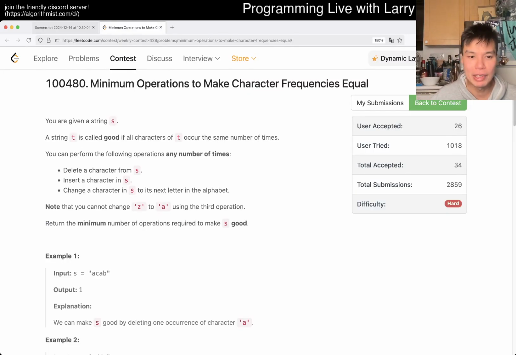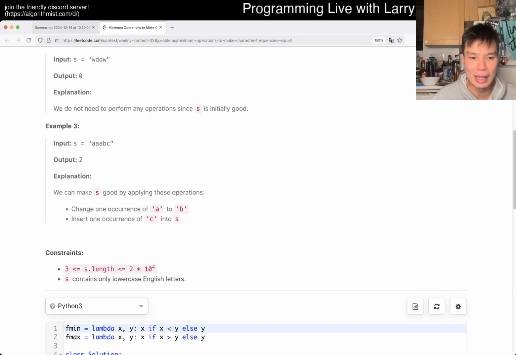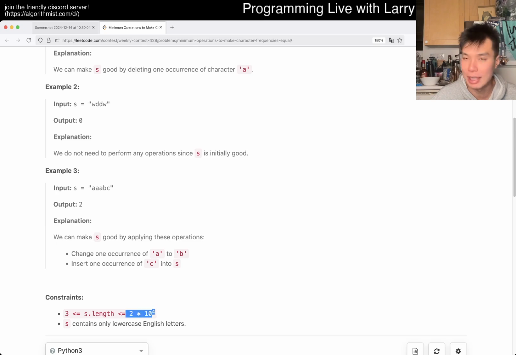There are a couple of things about this one. The first thing is that n goes to 2 times 10 to the 4th, or 20,000, right? So you know that from that n squared is not going to be good enough. There are a couple of observations to make about this problem that I did, and I guess I did it very quickly, relatively.